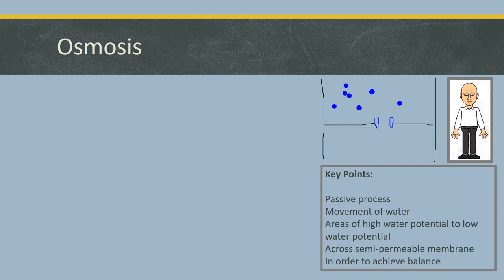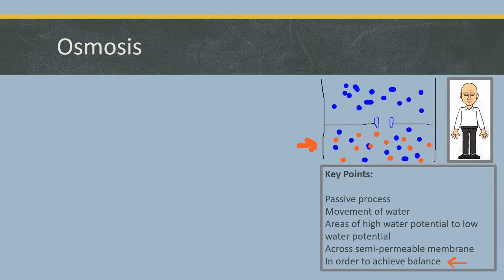We have water, and we have glucose. Now this glucose cannot use that water channel. It can't get through that channel. It's specific for water. So what we've got is this glucose is trapped in this bottom container. But water can move. And so which way would that water want to move in order to try and achieve balance?